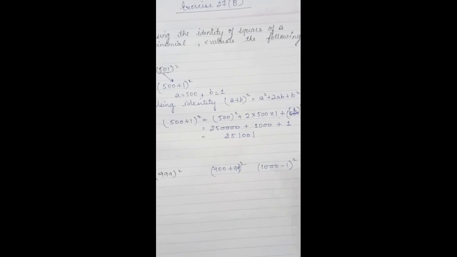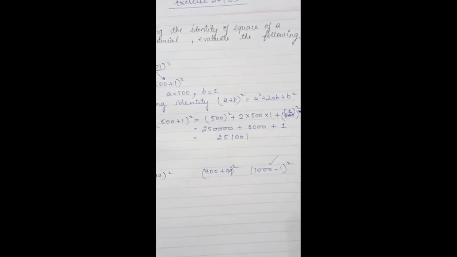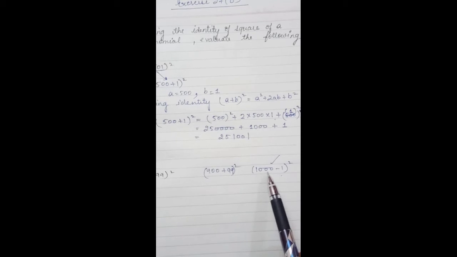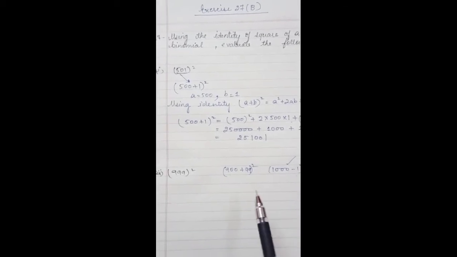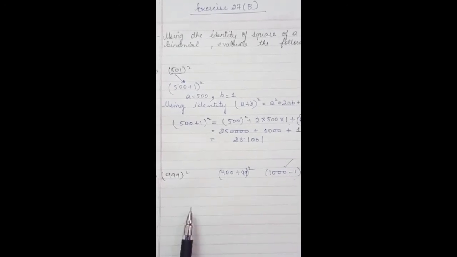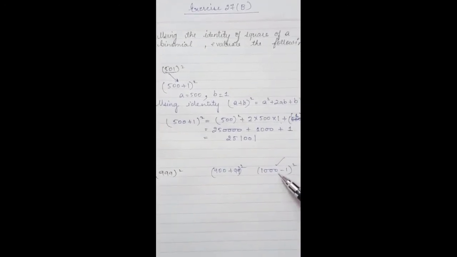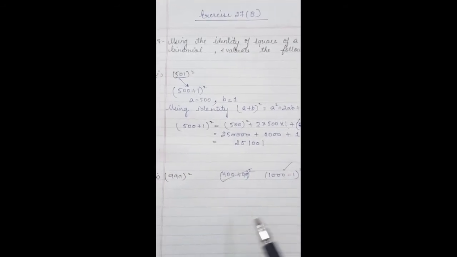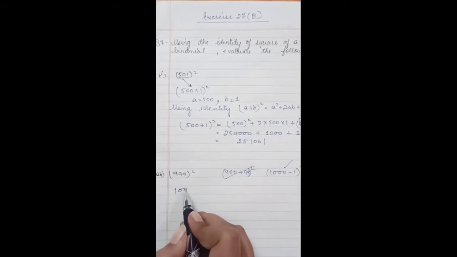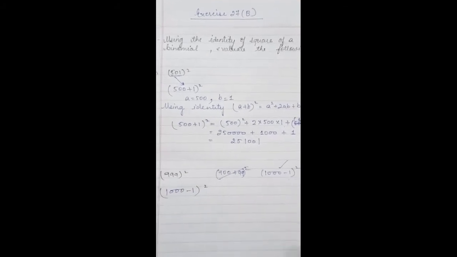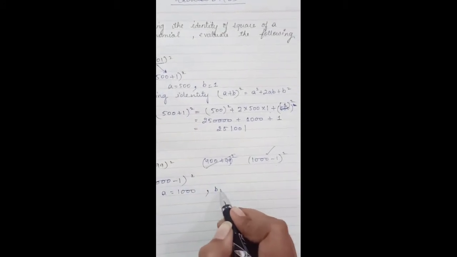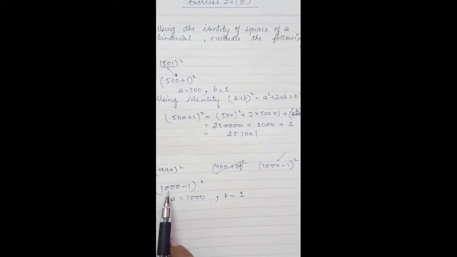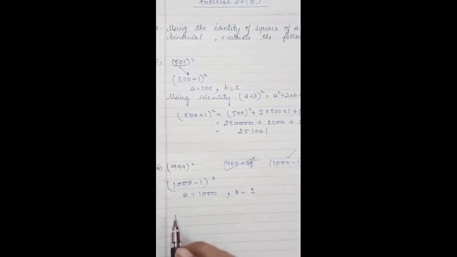So I prefer to calculate this one. Why? Because it is easy to calculate this 1001 in comparison to this, right? You can choose any one of them to calculate, right? But I choose the easiest one, this one. So I'm going to use this one. So here we can write 1000 minus 1 whole square. So here we get A is equals to 1000 and B is equals to 1. And here you can see that this identity is A minus B whole square.